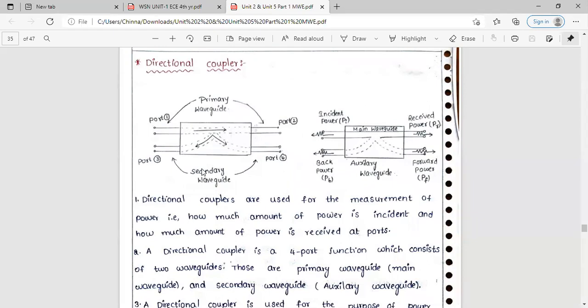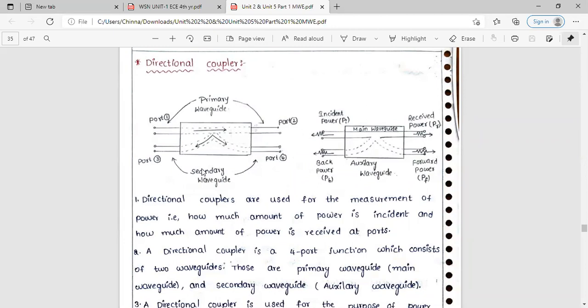port 4. Whenever you give the input at port 1, it will be transmitted to port 2 and port 4, and doesn't transmit to port 3. Whenever you give the input to port 2, the output will be at port 1 and port 3. So here port 3 and port 4 are totally different.